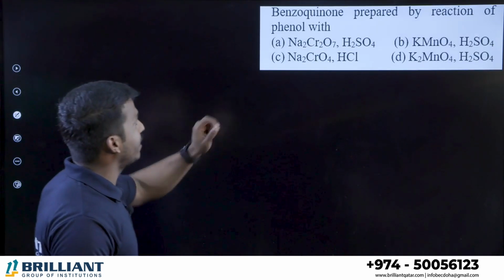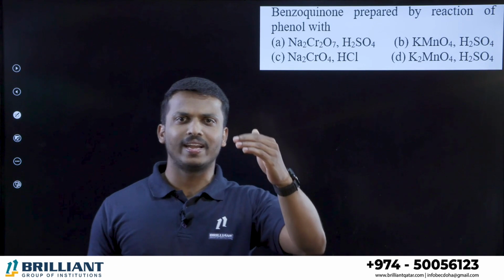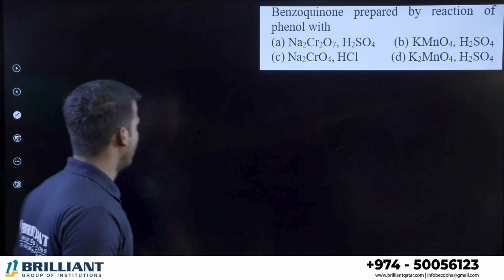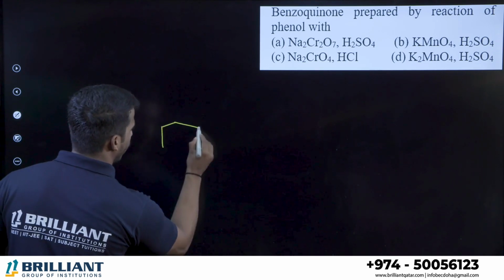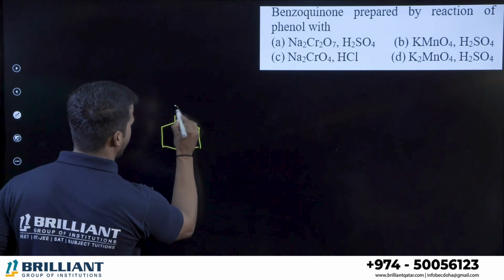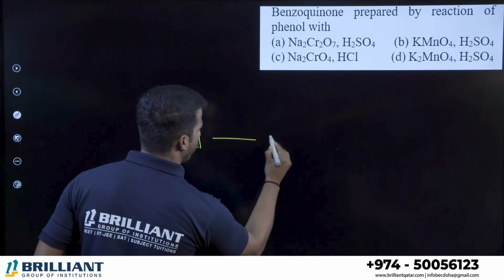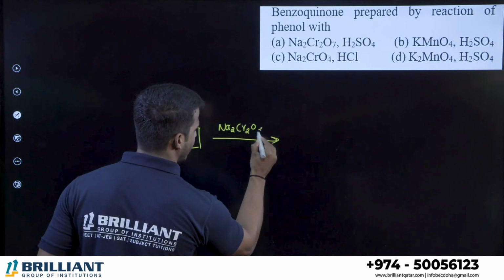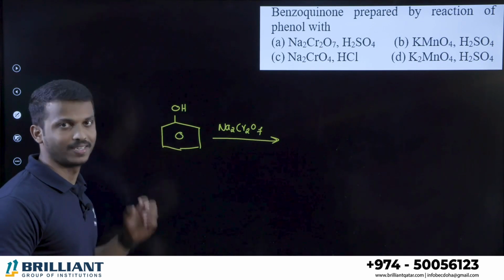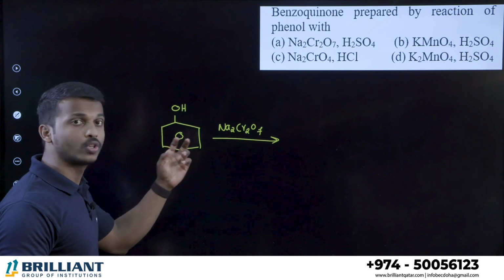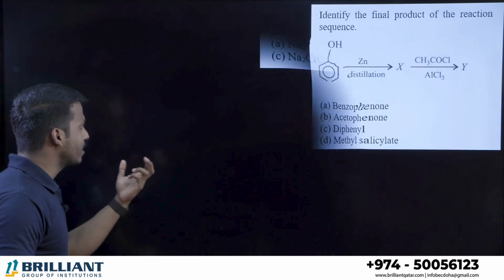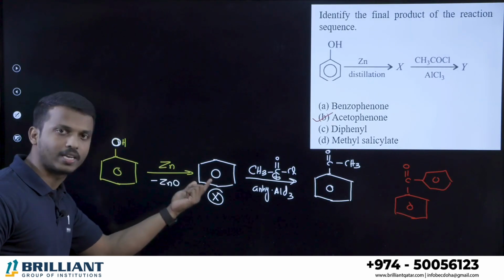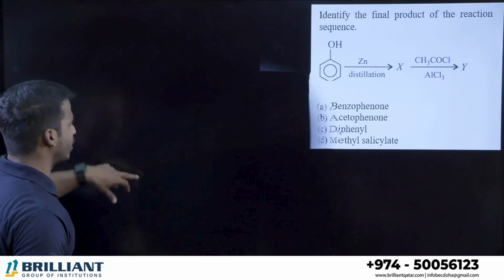Benzoquinone is prepared by the reaction of phenol with... You may study just the reduction of phenol and oxidation of phenol. What is the oxidation of phenol? You know, phenol means benzene with the OH. Phenol on oxidation with Na2Cr2O7, which is chromic acid. Dear student, in the previous case we studied reduction. Phenol on reduction with zinc, you are getting benzene. This is oxidation of phenol.